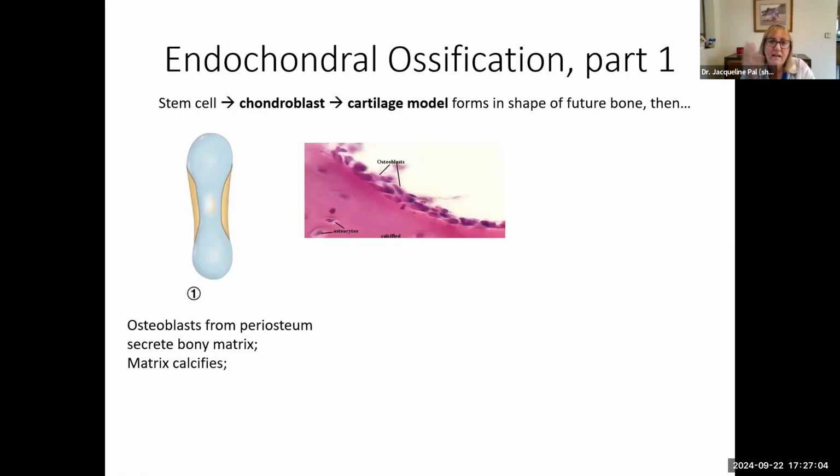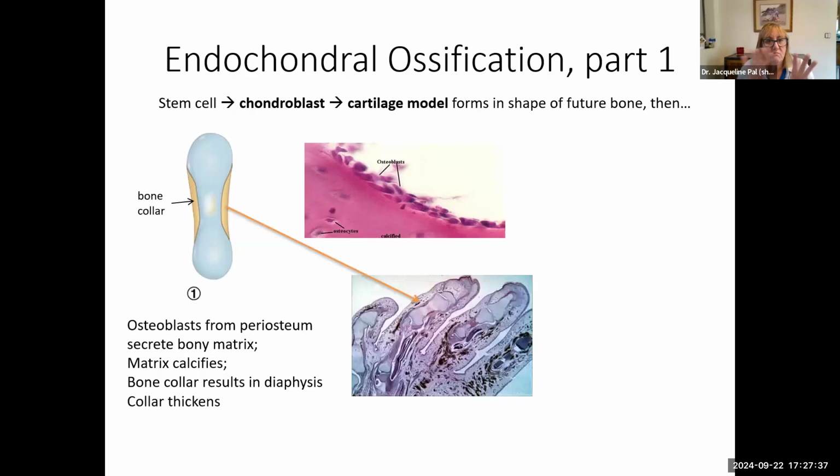And this matrix, if you look at it, you would see osteoblasts all around the edge of the bone. You would see osteocytes surrounded by their lacuna in the calcified matrix. And this area is known as a bone collar. So basically, it's like taking a piece of cartilage and putting concrete around it, right? A bone collar, concrete. And this collar gets really thick.